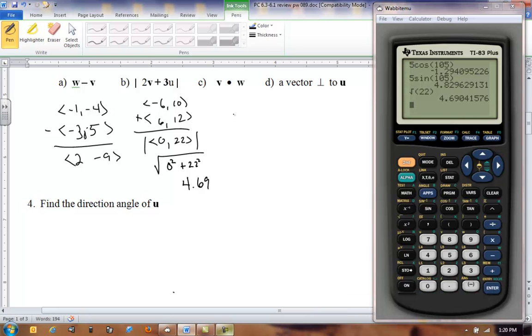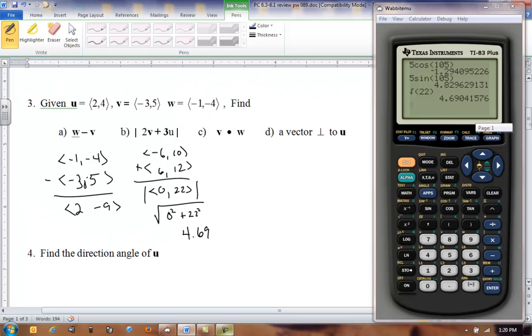Dot product, so we have the dot product here. We're going to go U dot W. Dot product is a little different than multiplying because you do get a scalar. So you're going to take your V, negative 3 comma 5, dot that with your W, which is negative 1 comma negative 4. Multiply your x components, multiply your y components, and add them together. So multiply your x's, you get 3. Multiply your y's, you get negative 20. Add those together, you get negative 17.